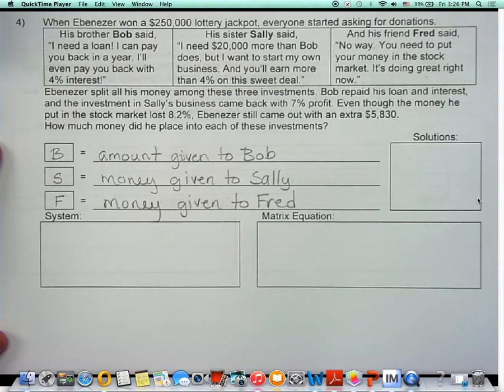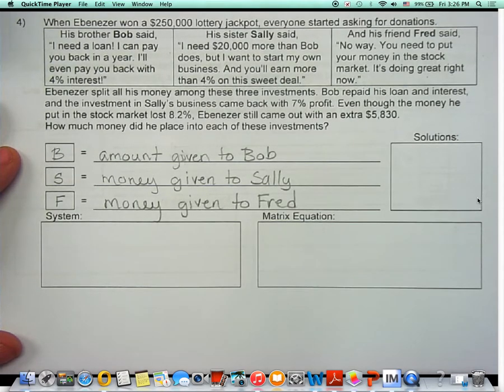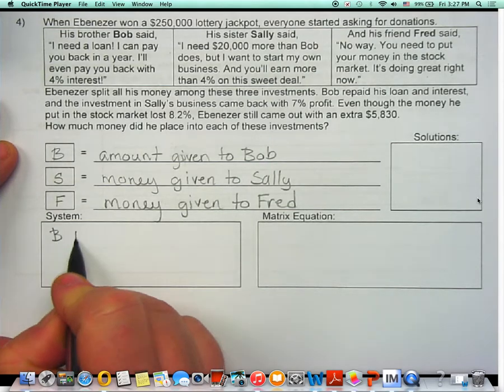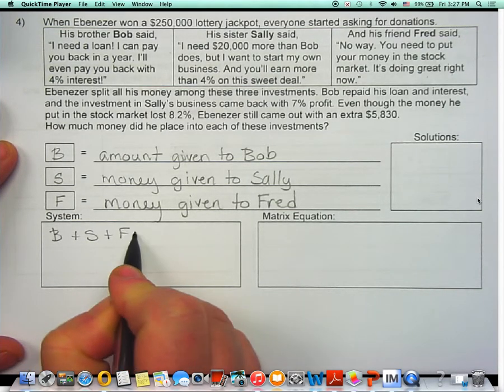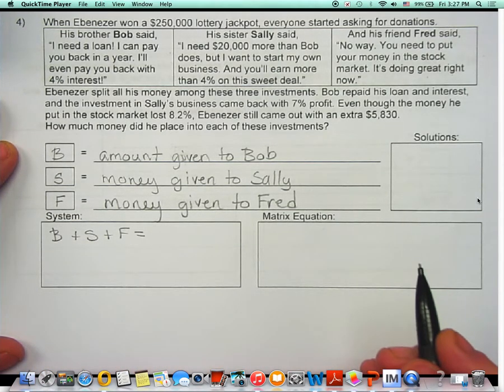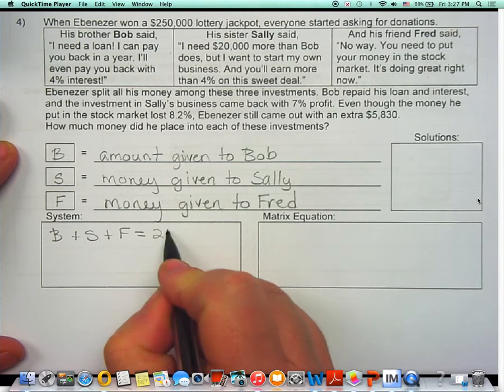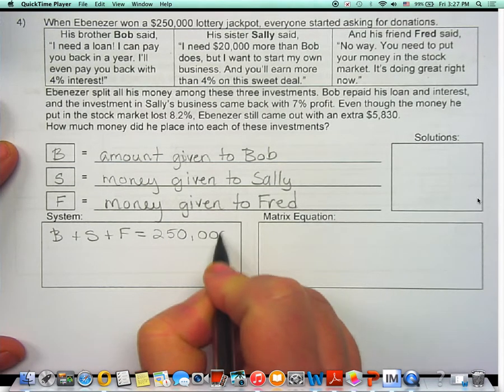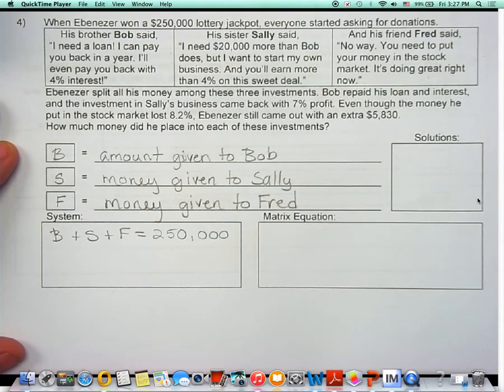All right, and so we have how many variables? 3. So how many equations do we need? 3. Okay. You got any ideas for any of them, Adam? B plus S plus F equals the total amount of money that he got, which is how much? 250,000. Good, because he's going to split this money up between the 3 of them. We just don't know how he's splitting it up. That's what we're trying to find.